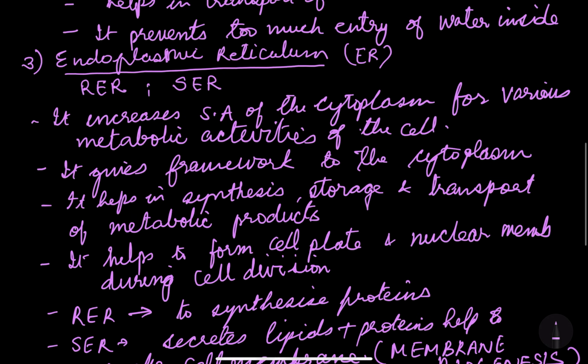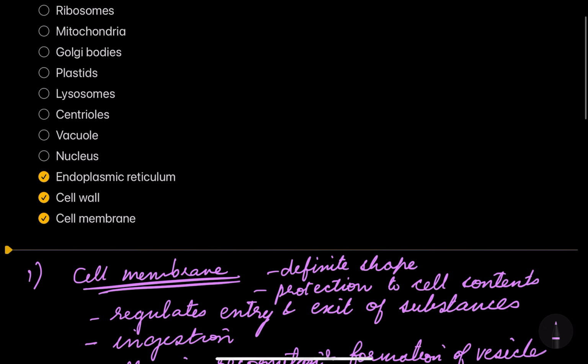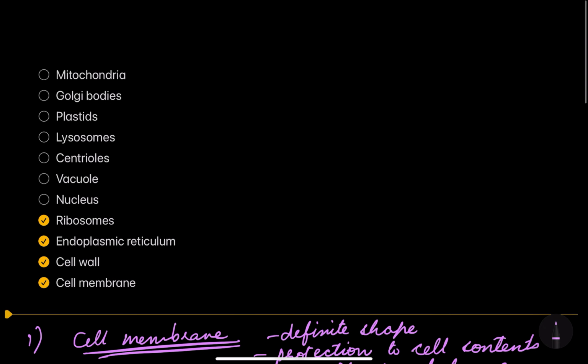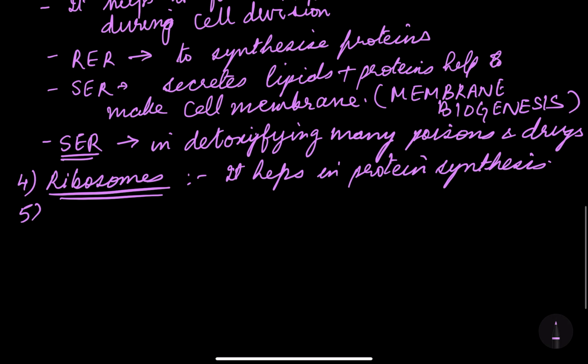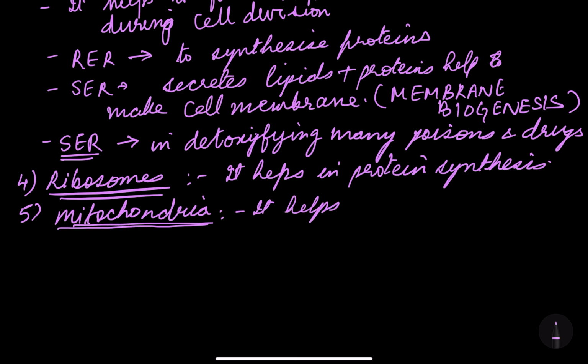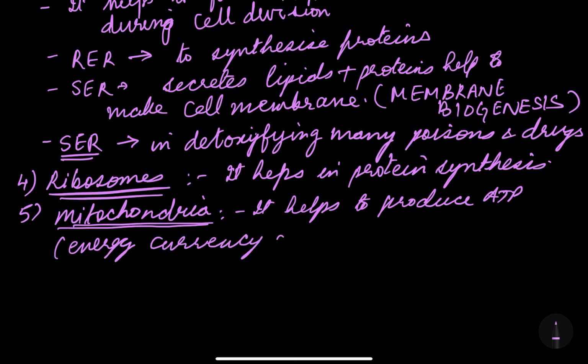Next one is your mitochondria. So mitochondria is often referred to as the powerhouse of the cell. That's because the process of respiration happens here. So it helps to produce ATP, and ATP is nothing but the energy currency of the cell.